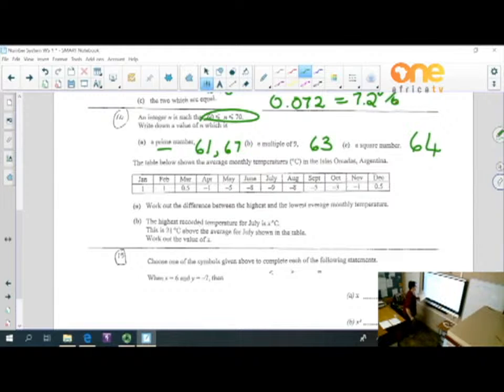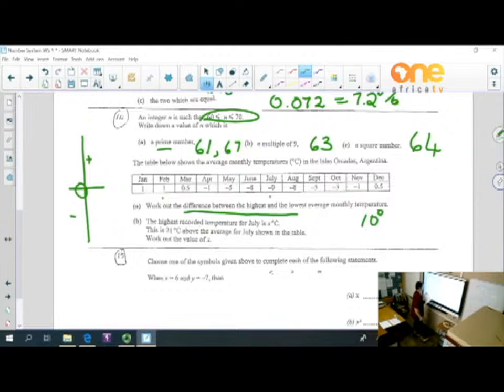Question 64. The table below shows the average monthly temperatures in those cities. Work out the difference between the highest and the lowest one. But now remember, we work with a thermometer. So this is positive values and this is negative values. So if you're already negative and you go down, then you're not subtracting but adding. So what is the highest temperature? The highest temperature is 1. And the lowest temperature will be this -9. So the difference between the two is then 10 degrees.